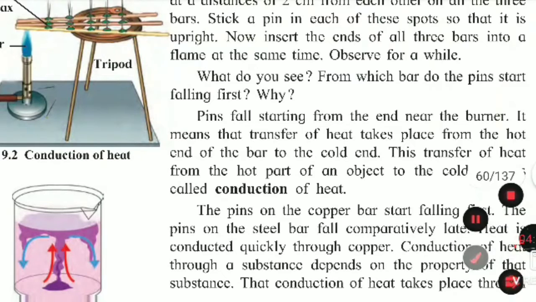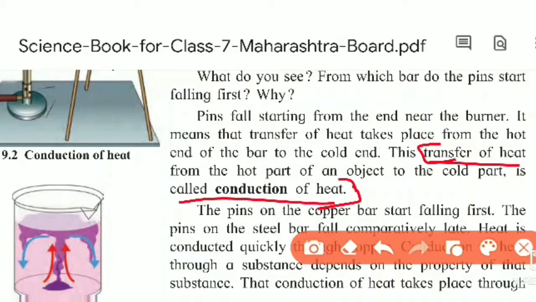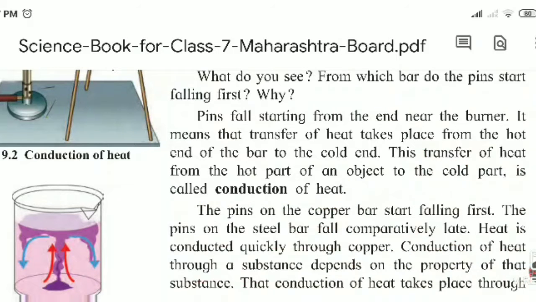Okay, so the definition is that the transfer of heat from the hot part of an object to the cold part of the object is called conduction. So this is the definition of conduction. Transfer of heat from the hot part of the object to the cold part of the object is called conduction. Okay, now we will move towards the next part.